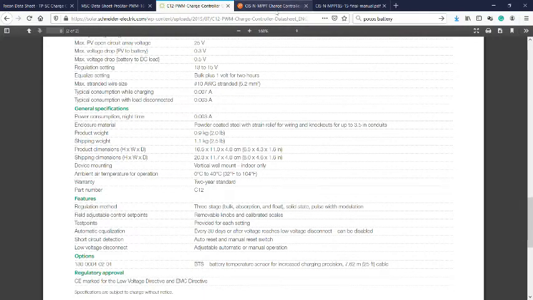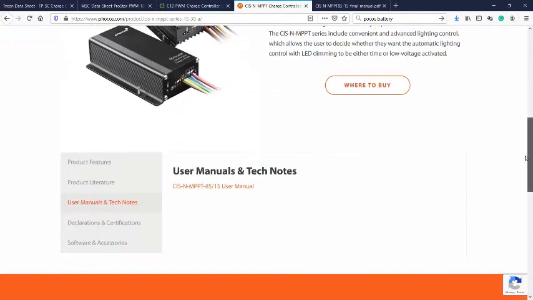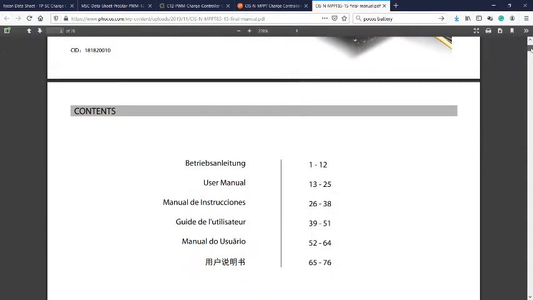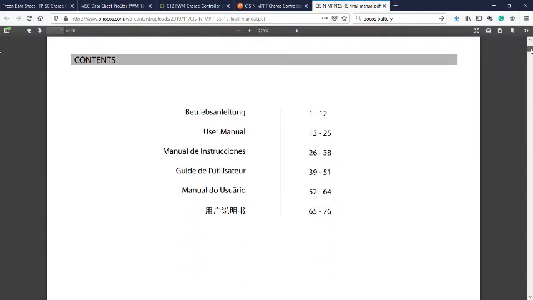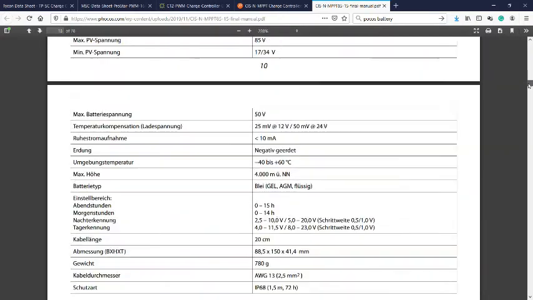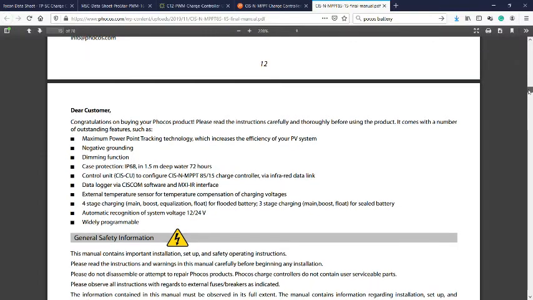Okay, let's see this one. This one MPPT. How many stage? Oh, not this one. For MPPT, let's see English, page 13. Okay, this one is MPPT charge controller.